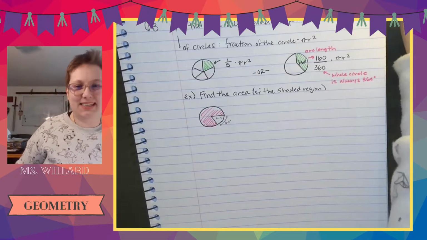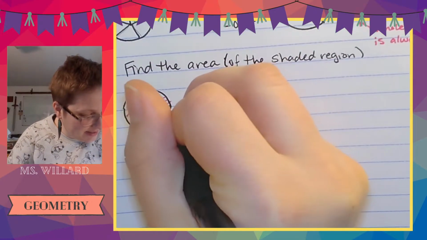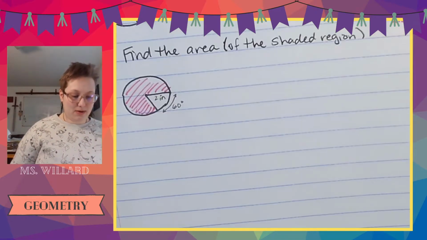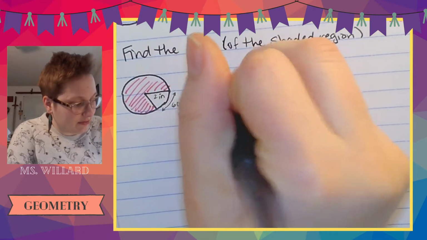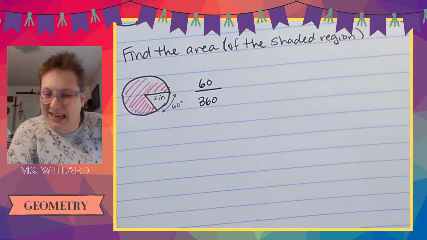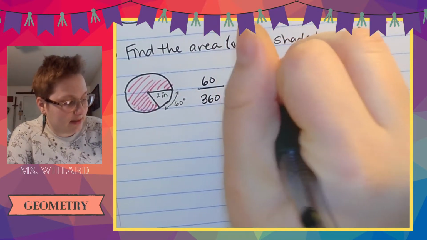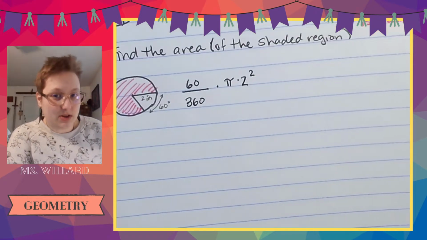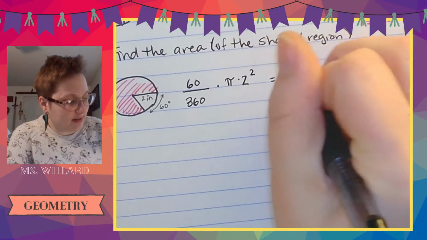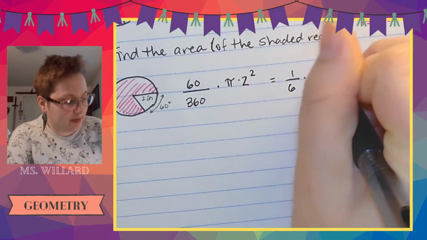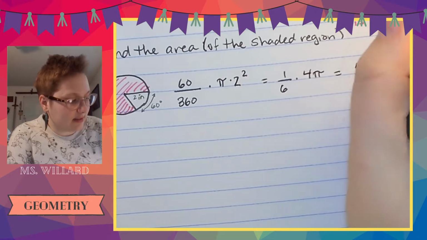Y'all, I tried to make my writing clearer, and I just ended up making it smaller. This is 2 inches for the radius, and the circle 60 degrees here. Now, I want the area of the shaded region. So what I'm going to do is take the 60 degrees out of the whole circle. I'm going to find that fraction. I don't really need to find it, but like it's there. And then I'm going to multiply that by pi times the radius squared. So 60 out of 360 is about a sixth. So I get 1/6 times 4 pi. Or how this actually usually looks is that we usually go like 4 pi over 6.